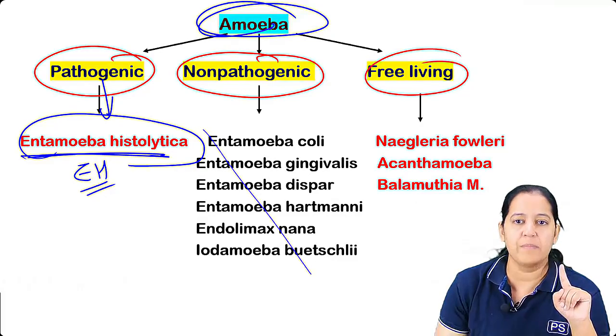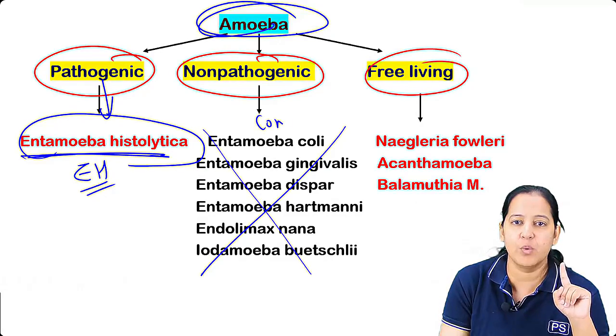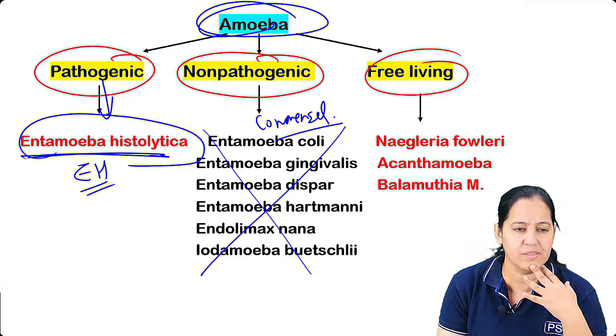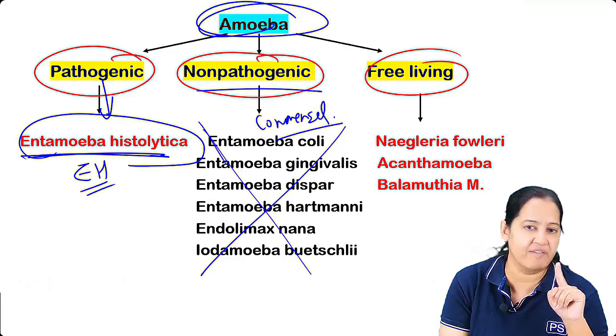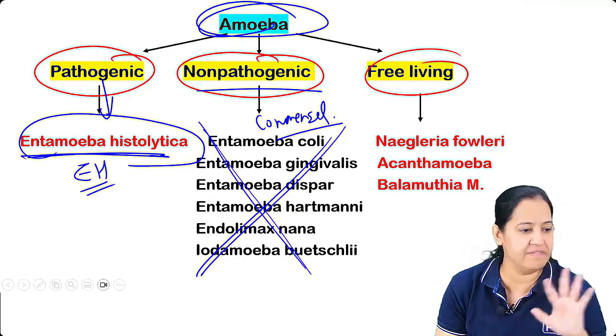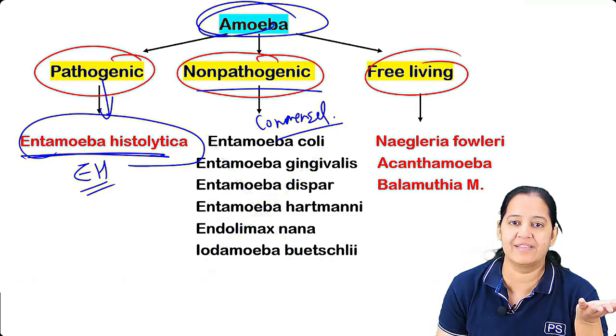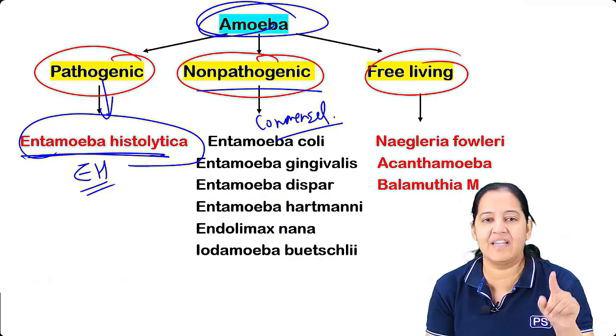These all are commensal. What are commensals? They do not cause harm to us. They remain in the human body and do not cause any harm. These are known as non-pathogenic. I will not teach you these. Just read their names, because they do not cause any disease in us. Then why study their details? But most of them are Entamoeba only.